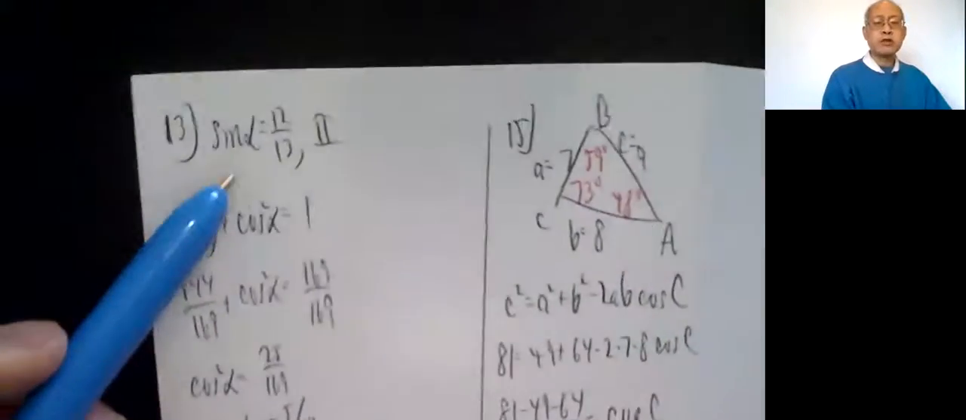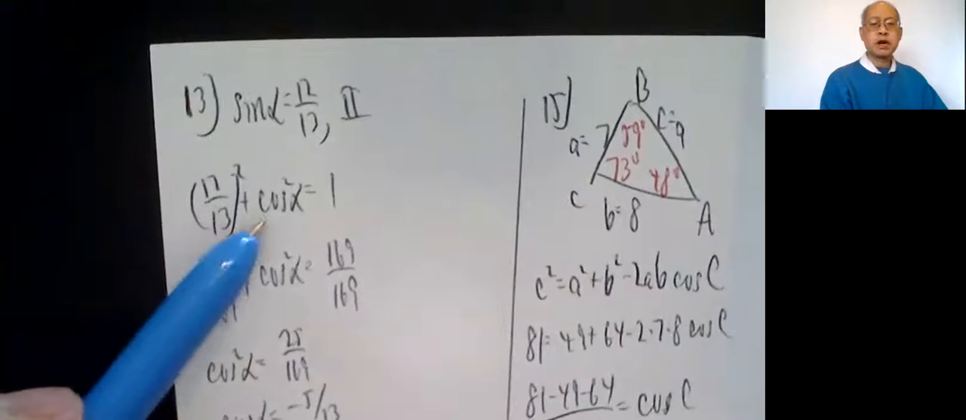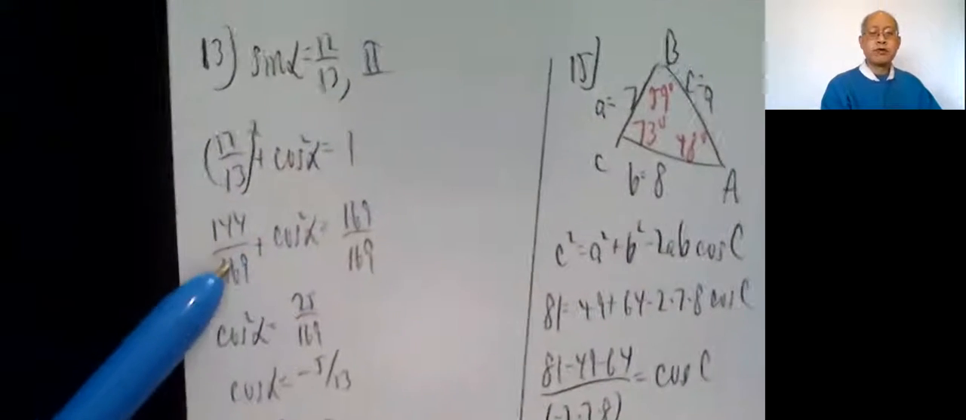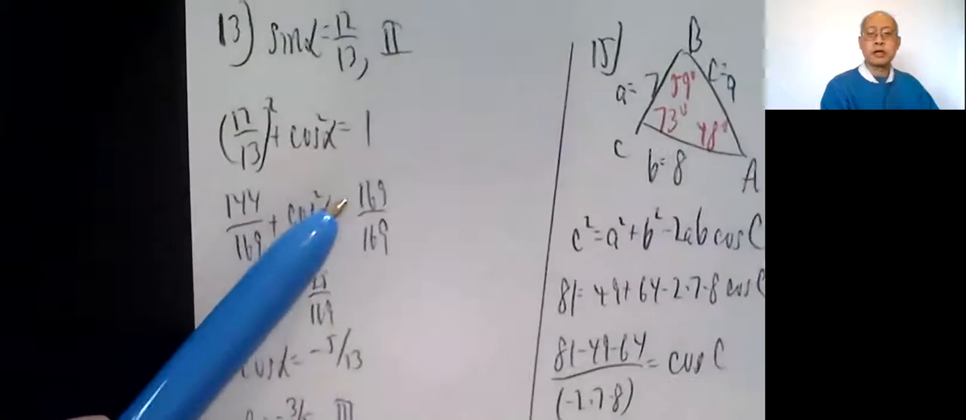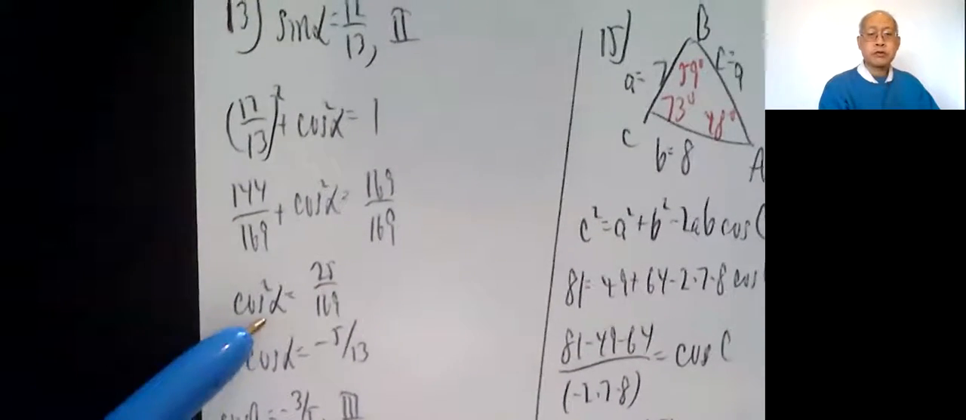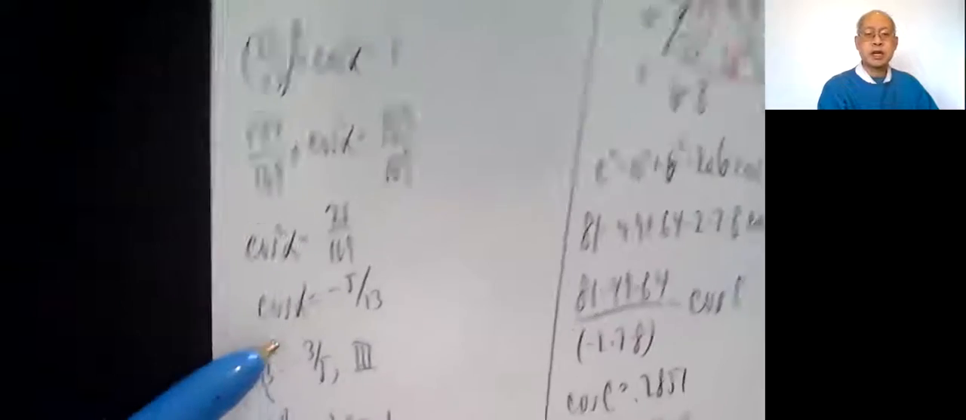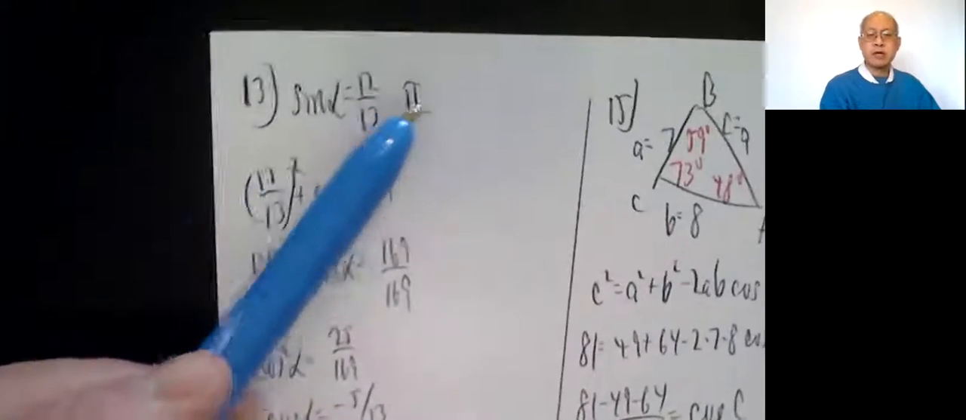Okay. 13, sine of alpha is 12/13, quadrant 2. 12/13 squared plus cosine squared alpha equals 1. 144 over 169 plus cosine squared alpha equals 1, in the form of 169 over 169. Subtract: cosine squared alpha is 25 over 169. Square root property, cosine alpha is negative 5/13. Negative because we're in quadrant 2.